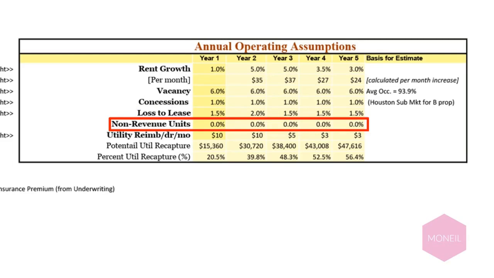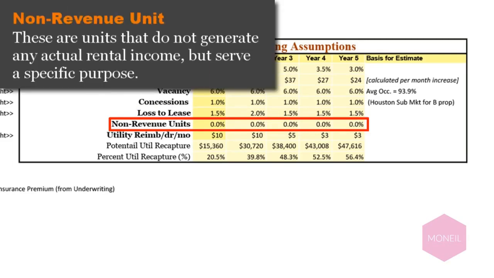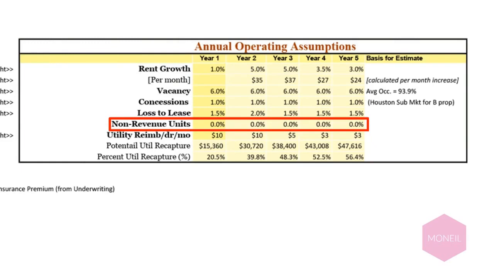Non-revenue units, that's something different. Non-revenue could be model units, could be we are giving a special unit to the maintenance person to live in, or could be one of the units is made into an office if it is not an office. So those are non-revenue units.